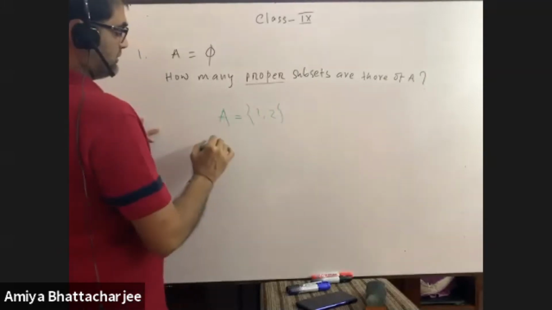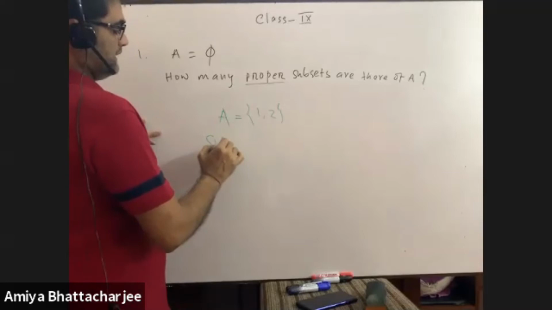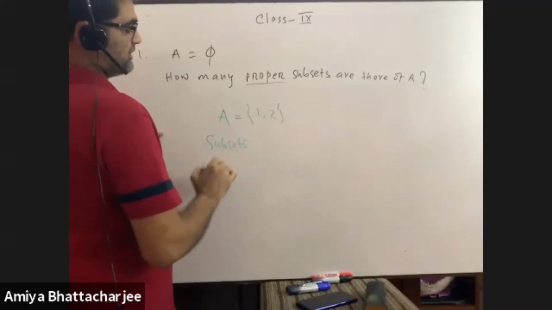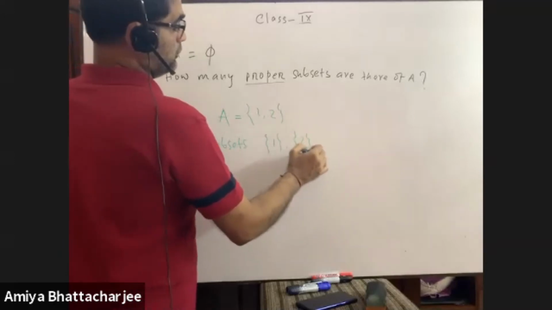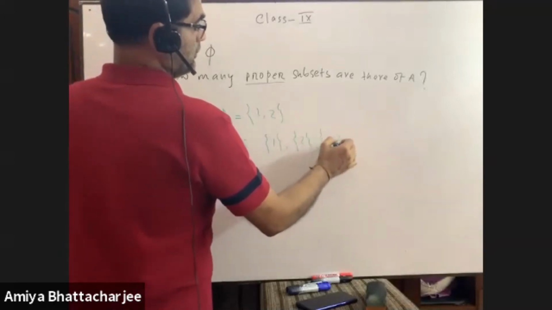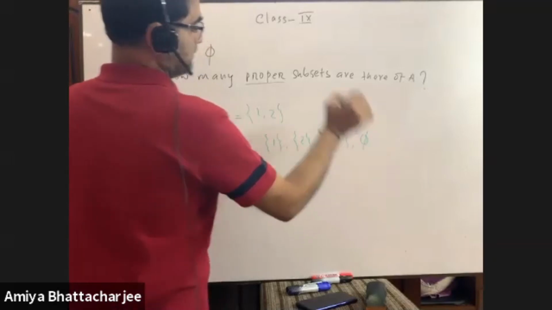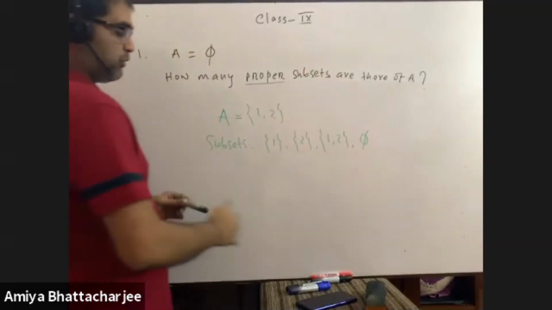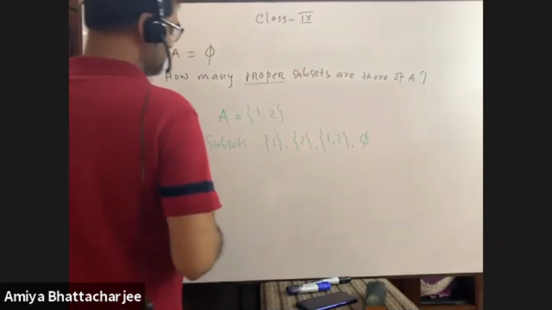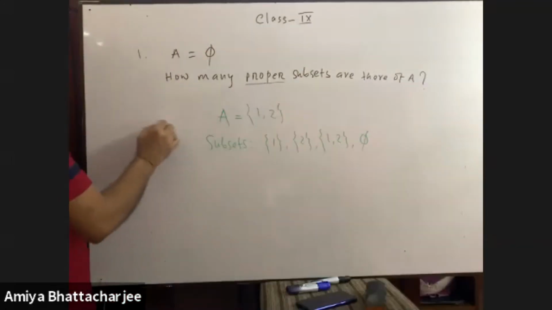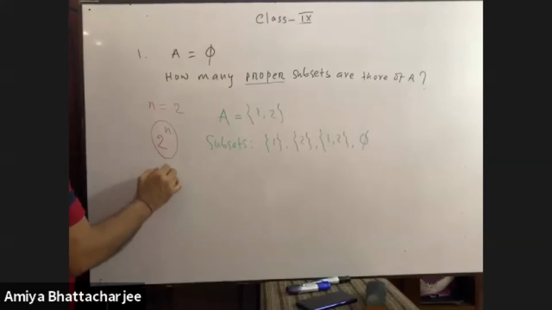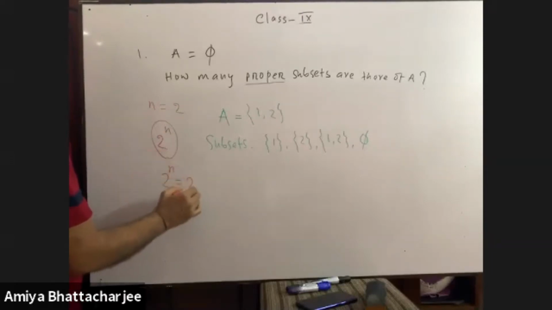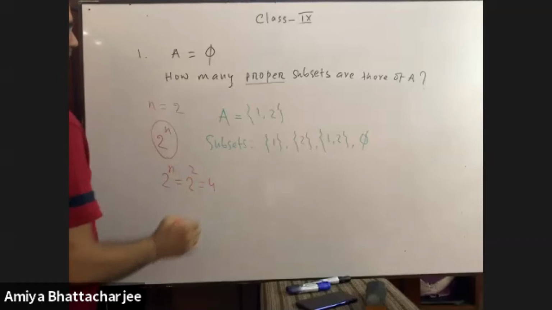What are the subsets? In class 8, you were taught. The subsets are {1}, {2}, {1, 2}, and the empty set, right? It is followed by 2 to the power n, where n is here 2, so 2 to the power n is 2 square. 2 square means 4.